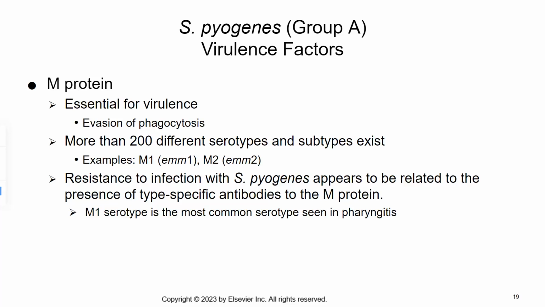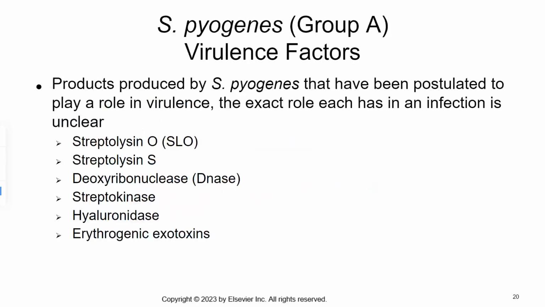There are more than 200 different serotypes and subtypes. Resistance to infection with S. pyogenes appears to be related to the presence of type-specific antibodies to the M protein. M1 serotype is the most common serotype seen in pharyngitis. Products produced by S. pyogenes have been postulated to play a role in virulence, but the exact role each has in infection is unclear. These include streptolysin O, S, deoxyribonuclease, streptokinase, hyaluronidase, and erythrogenic exotoxins.